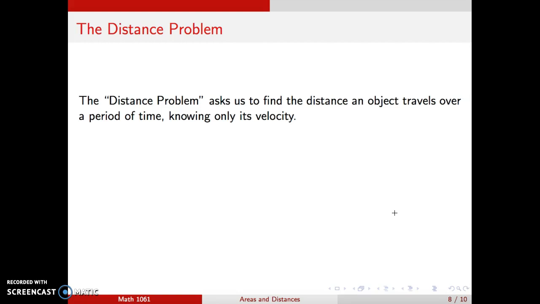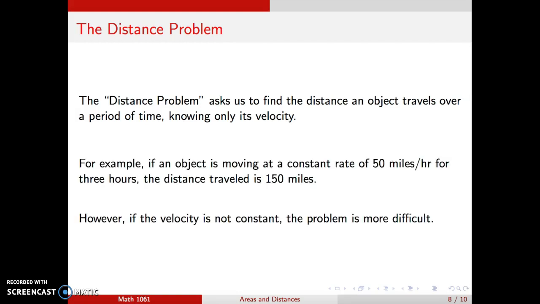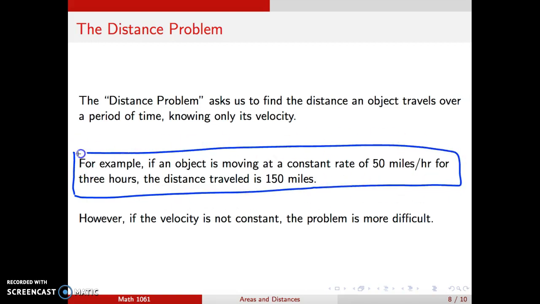we can find the exact value if we can compute that limit. Now the distance problem is a different problem. Now we're trying to find the distance an object travels over a period of time if we only know its velocity. So for example, suppose an object, a car, whatever you like, is moving at a constant rate of 50 miles an hour, straight direction, let's say, for 3 hours. If it's on cruise control, nothing's changed, 50 miles an hour for 3 hours, the distance traveled is 150 miles. Don't need any calculus to figure that out.